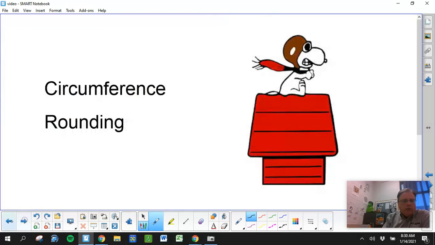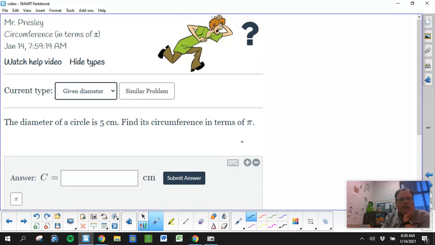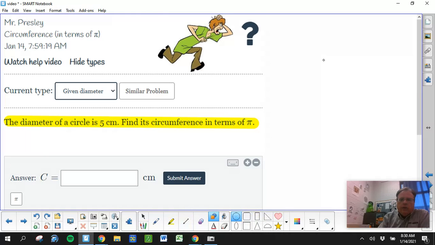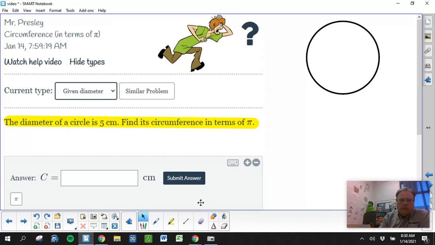All right, and I think I have one more. Let me double check. Yes, okay, so now this one is where they give you the diameter. This is the problem. It says the diameter of a circle is 5 centimeters. Find its circumference in terms of pi. So same idea. Now I'm going to draw that picture. Again, you don't need one to do this problem, but it helps us visualize, and a lot of us are visual learners. Do you remember that center in the middle? Let's put a little dot there.